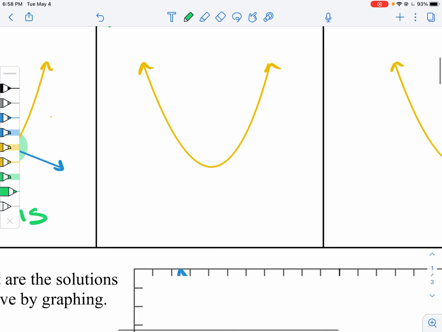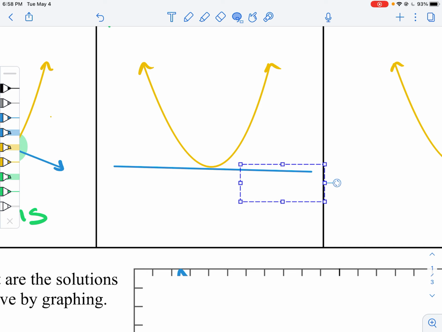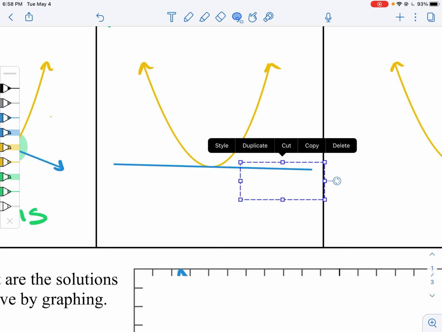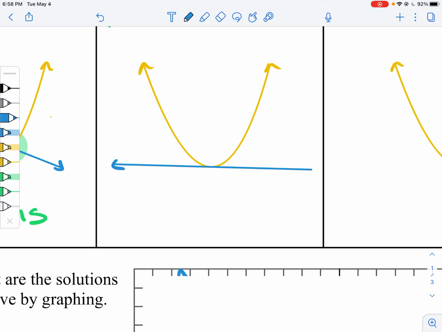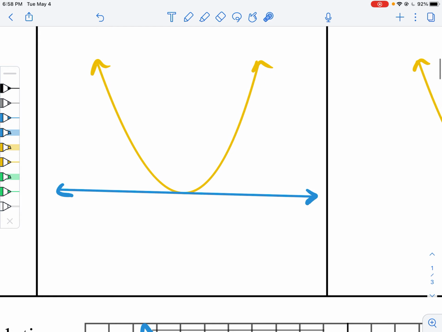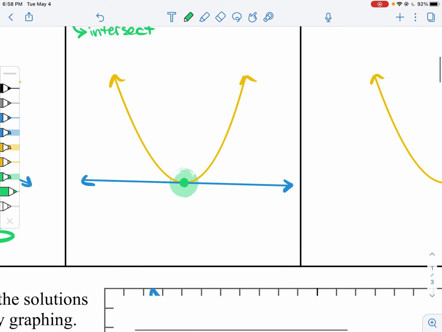You can also have it where the line runs straight through the vertex of the parabola. In that case, it'll just touch the parabola and then keep going. Or you can think of it as the parabola comes down, down, down, tap, and then right back up. Okay, so there's only one point that they have in common. This one point is going to be the one solution.